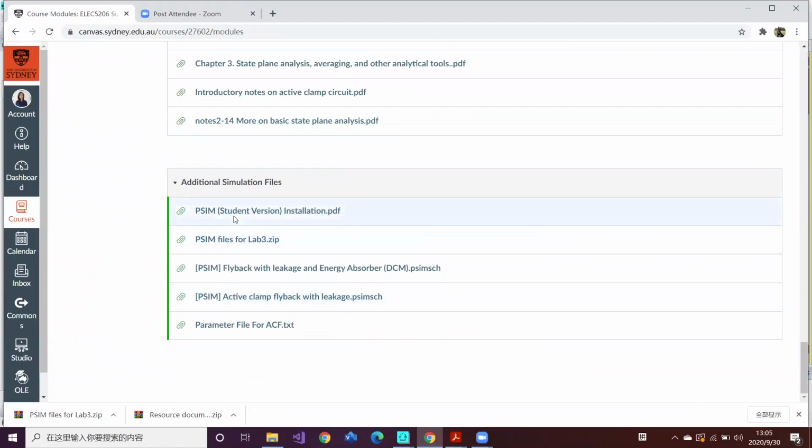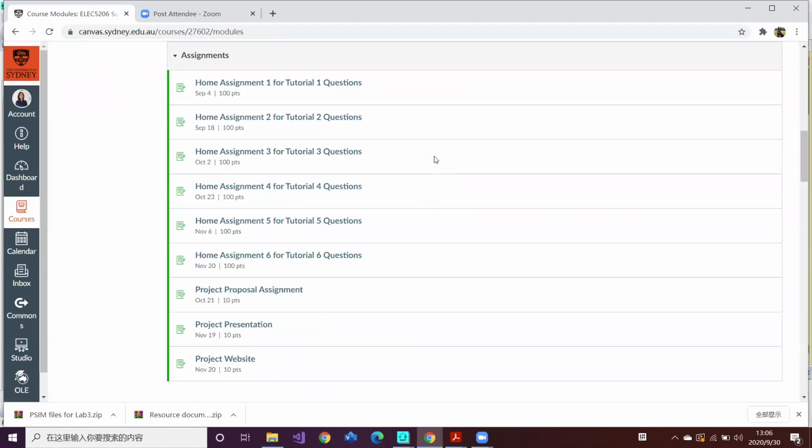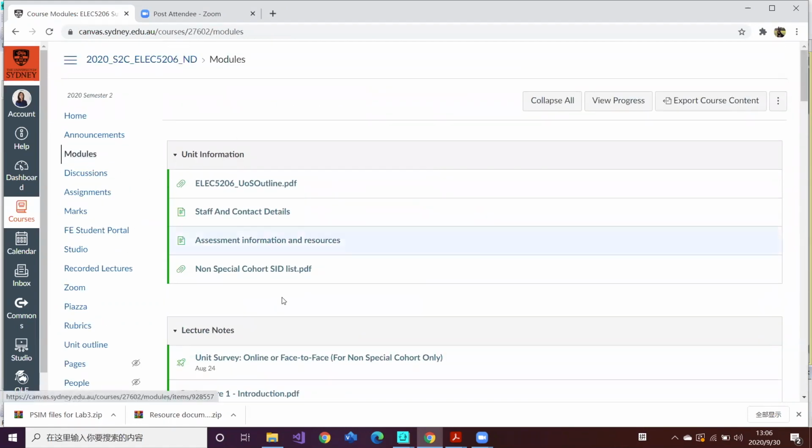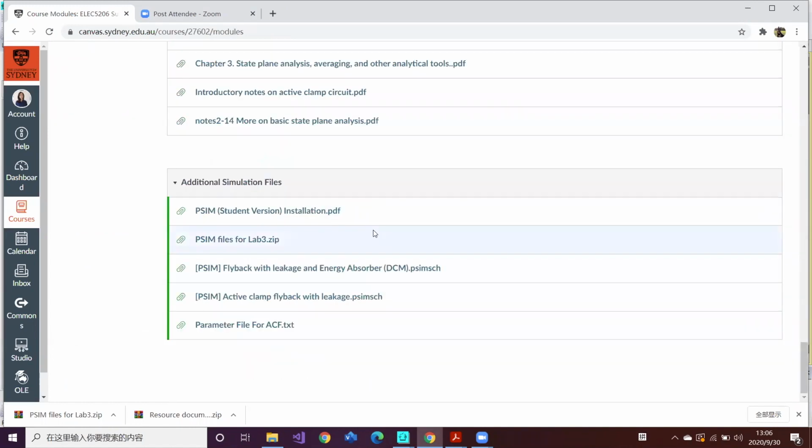You can download this PSIM student version from here. When you scroll down to the bottom of the module page, you can see the PSIM student version, and you can install it. And this PSIM file for Lab 3 is the model of your Lab 3. Just use this file as your fundamental, and then we will build our lab from this.